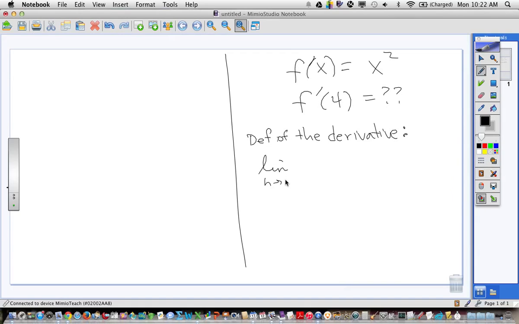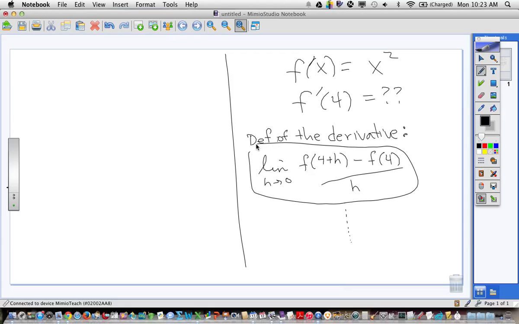The limit as h approaches 0 of f of x plus h, but if we're wanting f prime of 4, it's f of 4 plus h, minus f of 4, all over h. Now, to go from here, what would we do? We would work out this limit problem. What are the different ways we have of working out a limit problem? What's one way we can do this?